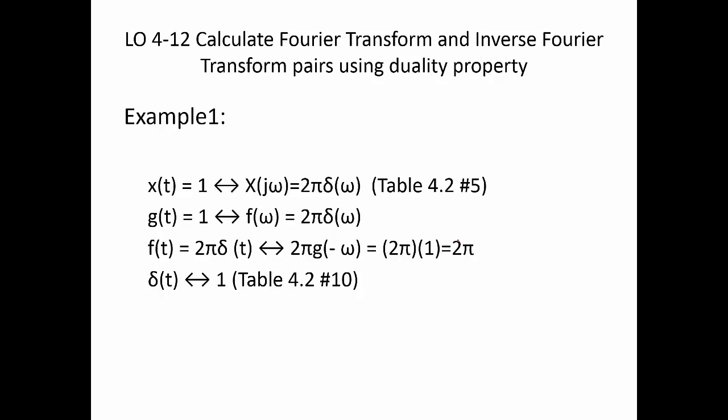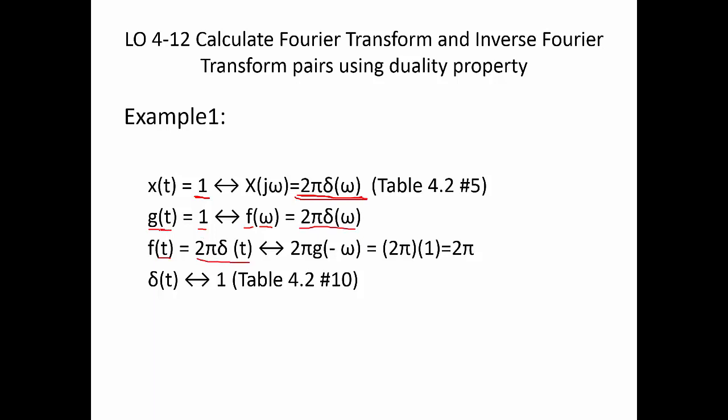Let's try an example. If we take the transform pair x of t is 1, which transforms to x of j omega equals 2 pi delta of omega. This is from table 4.2, property number 5. Our functional form of our time signal, called g of t, is just 1. The functional form of our transform signal is called f, and that's 2 pi delta of omega. If we take f of omega and replace all the omegas with t, we get 2 pi delta of t.